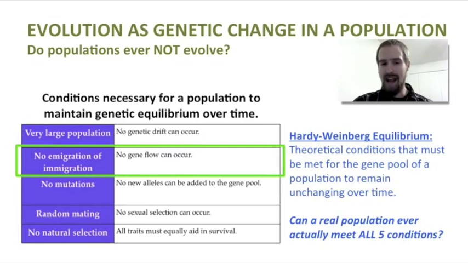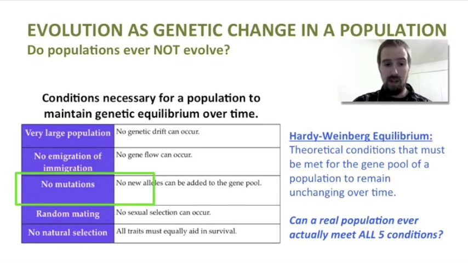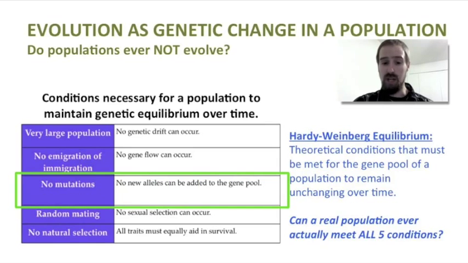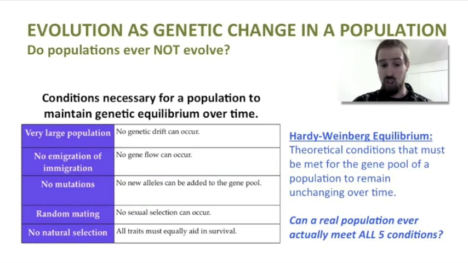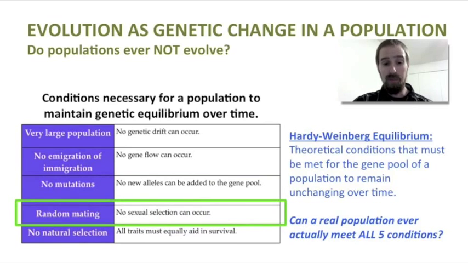This doesn't count natural birth and death. It really just means that no foreign genes can come in, and no genes can leave the population to go somewhere else. 3. No mutations, because mutations would potentially result in new alleles, and that would cause a gene pool shift. 4. Random mating. No sexual selection.